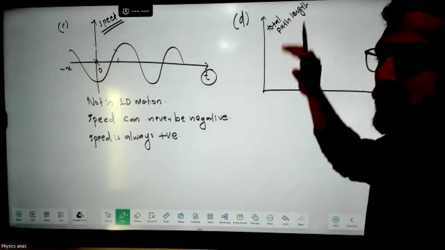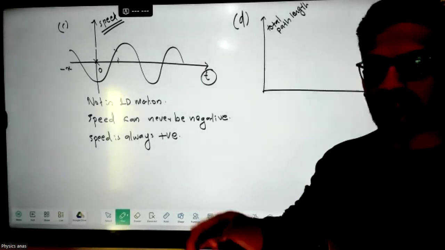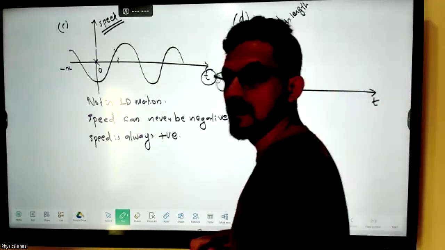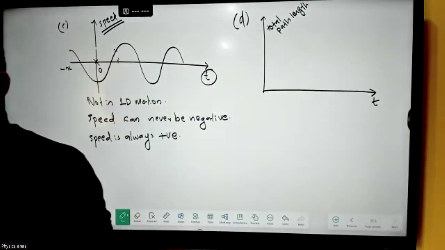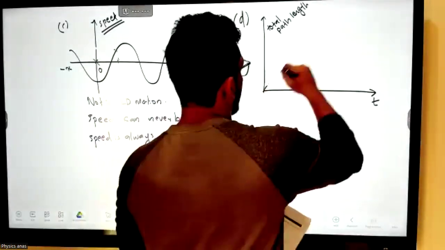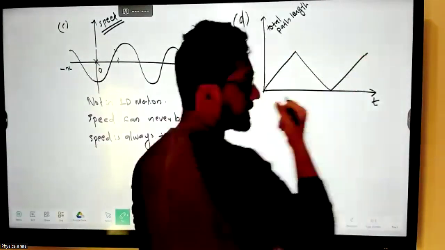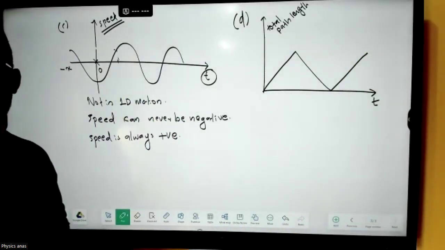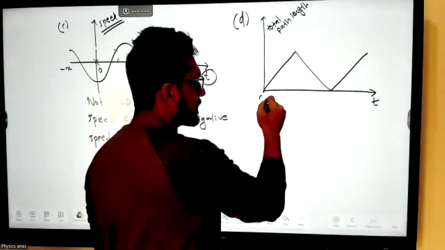In the y-axis, what do you have? Total path length. And in the x-axis, what do you have? You have time on the x-axis. And the graph is like this. This is the shape of our graph, and this is 0.